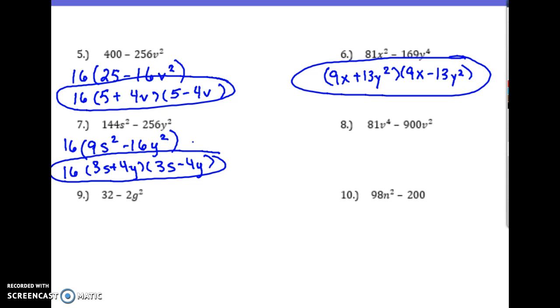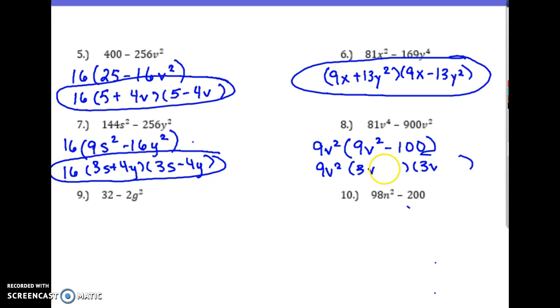Okay, for number 8, 81 and 900, let's start out and factor out a 9. Actually, we can factor out a 9v squared because we've got v squared as a common denominator. So 9v squared, and we're left with 9v squared minus 100. What's left in parentheses are both perfect squares, so let's factor those into 3v, 3v, and then plus 10 and minus 10.